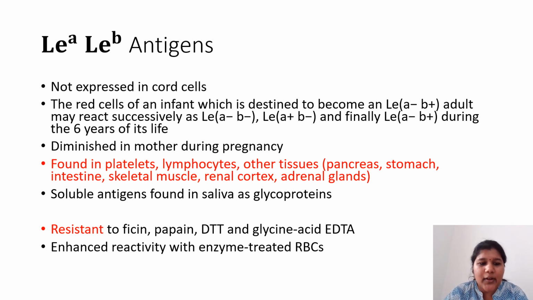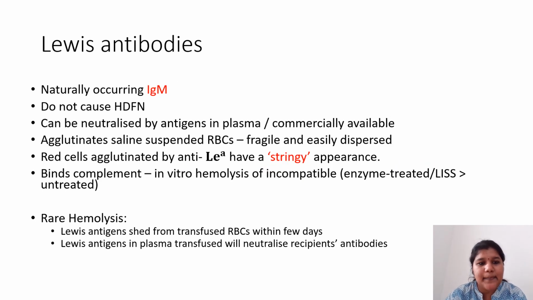These antigens are found not only in RBC but also platelets, lymphocytes, and other tissues and organs such as pancreas, stomach, intestine, muscle, renal cortex, etc. And therefore, these antigens play an important role in organ transplantation. Soluble antigens of Lewis are also found in the saliva as glycoproteins. These antigens are resistant to ficin, papain, DTT, and glycine acid EDTA, and therefore their reactivity is enhanced when we do it with enzyme-treated RBCs.